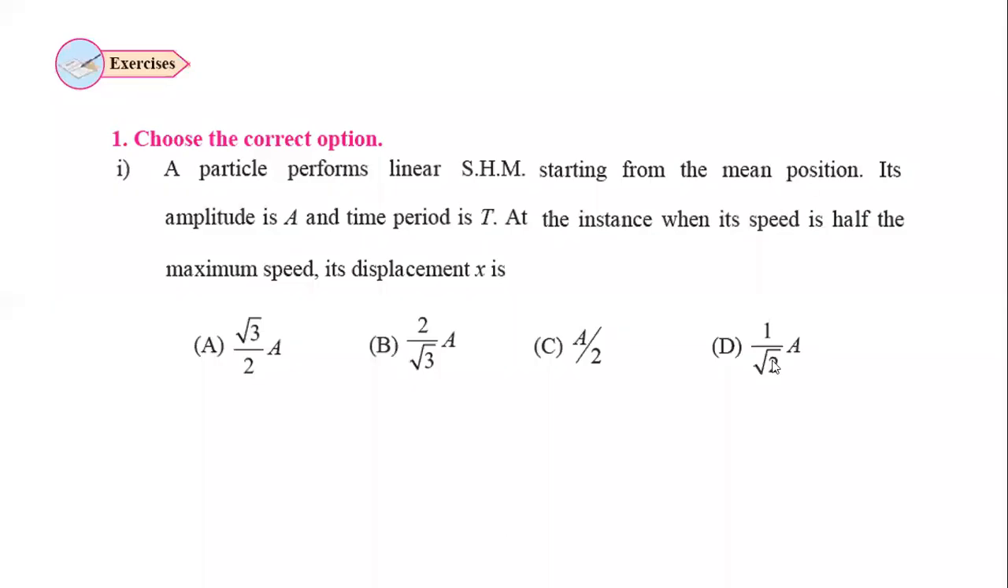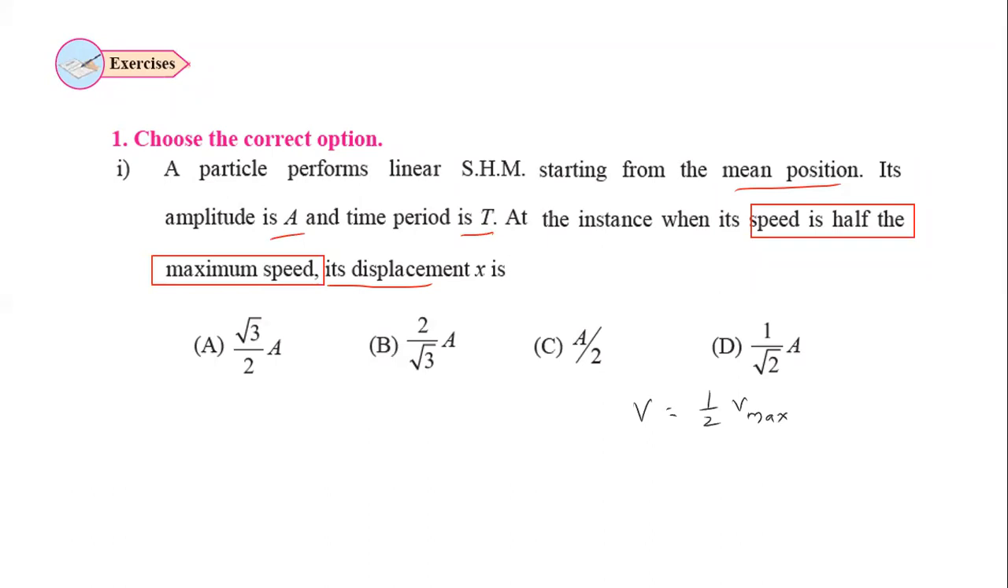Let's see MCQ number 1. A particle performs linear SHM starting from mean position. Its amplitude is A, period is T. At the instant when the speed is half the maximum speed, displacement is? Now here they have given one condition: the speed is half the maximum speed. This is a very important sentence. Here they have given speed is equal to half the maximum speed.